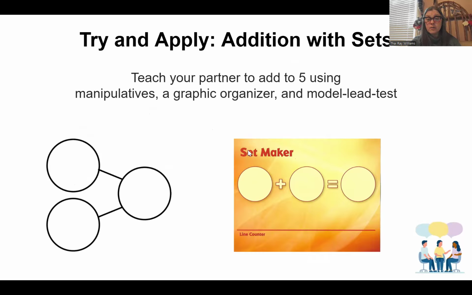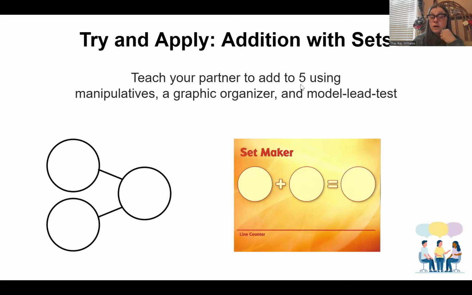Here's another example. We could write 4 plus 2 equals, and then we would do 4 at the top. So we need to make a set of 4. Student makes a set of 4, 2, 4 plus 2, make a set of 2, move all my set of 4 over, move my set of 2 over, count my total. My total is 6, and write my answer up at the top. Of course, you wouldn't do 6 in this one because you're doing to 5.